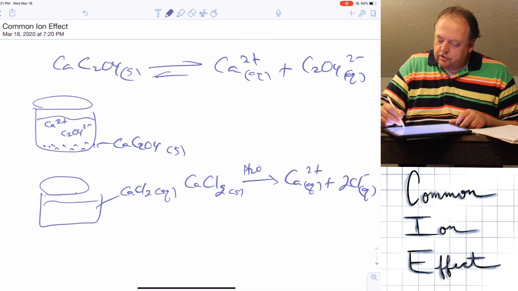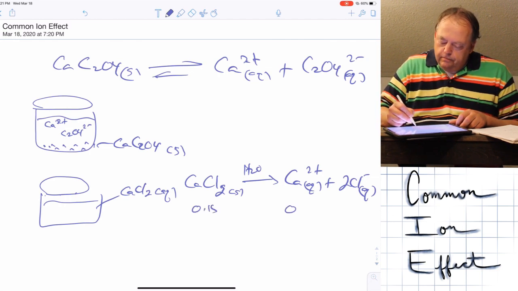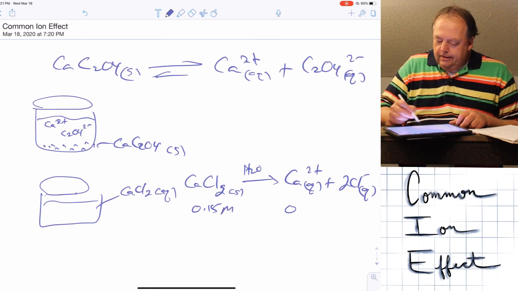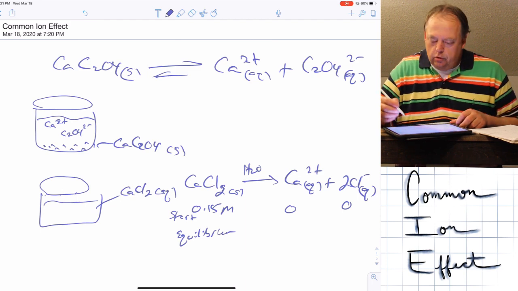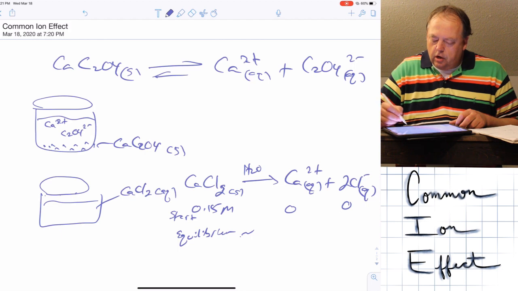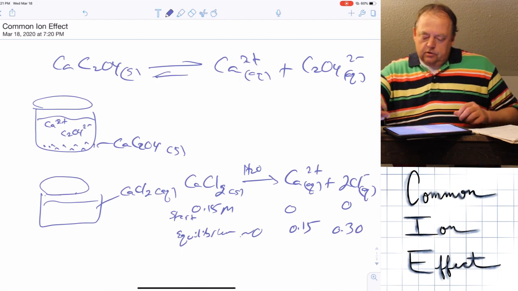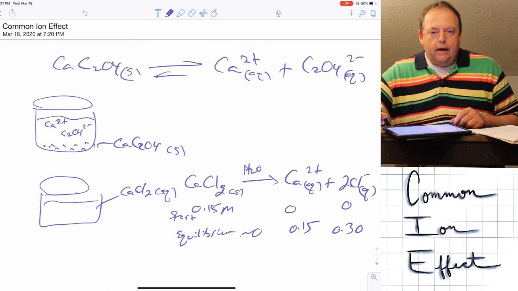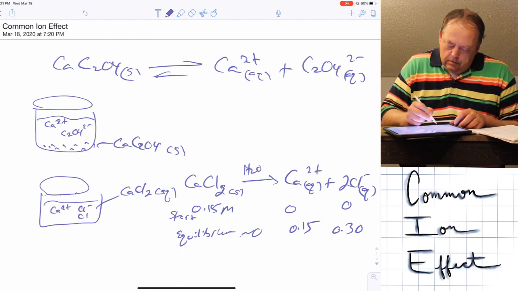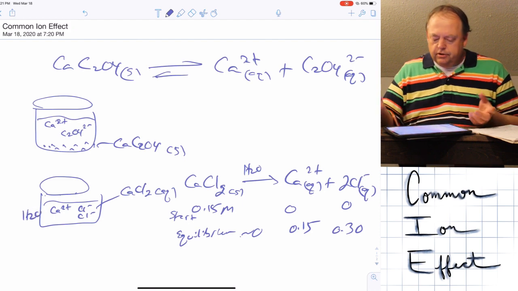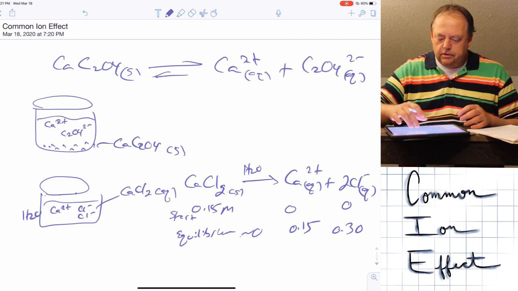So let's say we made a 0.15 molar solution. At the start there's no calcium, no chloride, and then at equilibrium, since this is much more soluble than the CaC2O4, the calcium chloride is essentially gone, and it's all dissolved, so there's all calcium and chloride and no solid left behind. Okay, so now what we want to do is take those two solutions and mix them together.